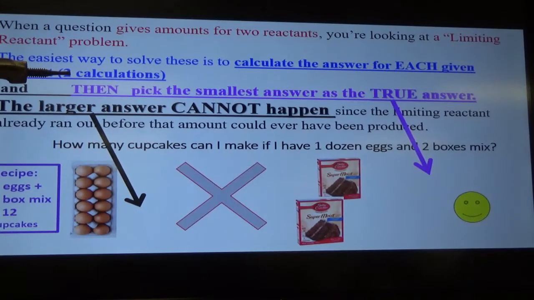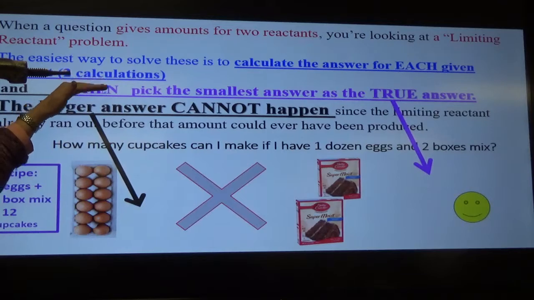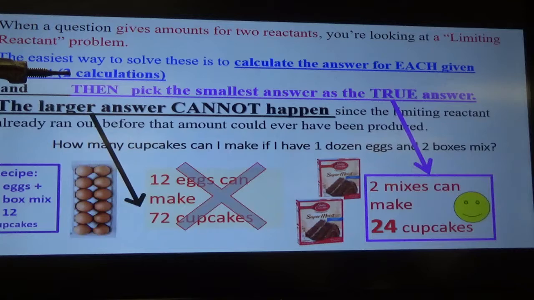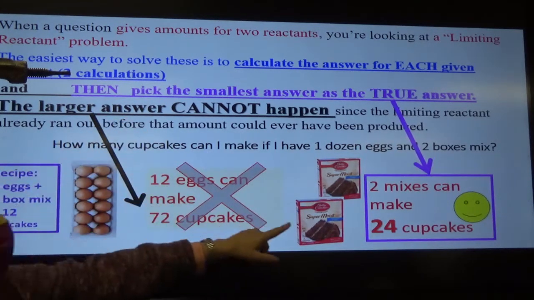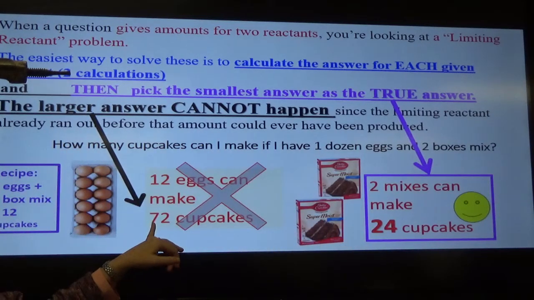When we calculate limiting reactant problems, the question will have two givens in it. There'll be two numbers provided, and they will be reactants in the equation. So we will simply take each number and make separate calculations. When we look at the answers on how many grams or how many liters the product will be, we will pick the smaller answer to be correct, and we will say that the larger answer cannot even happen.